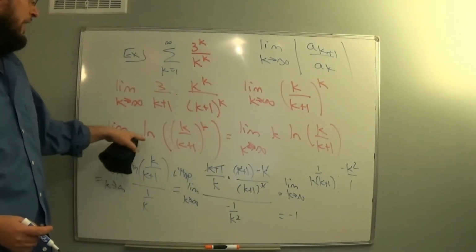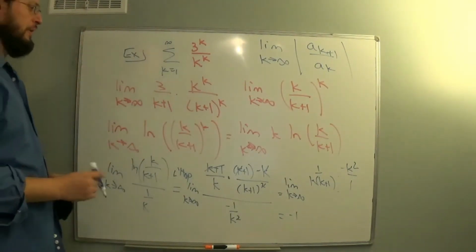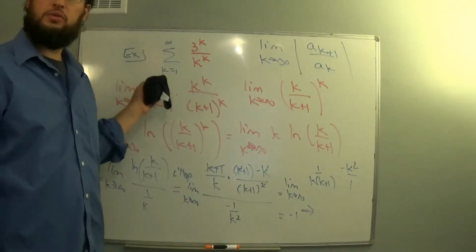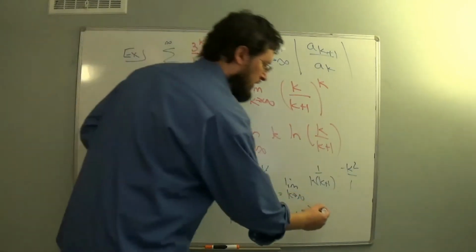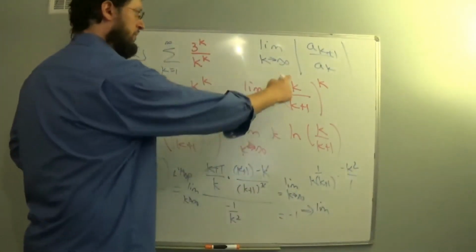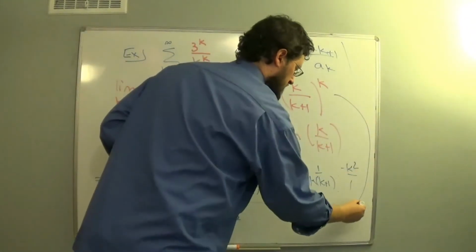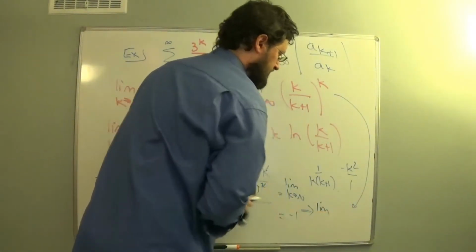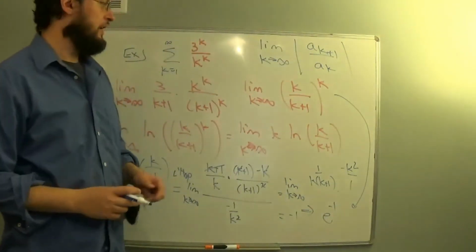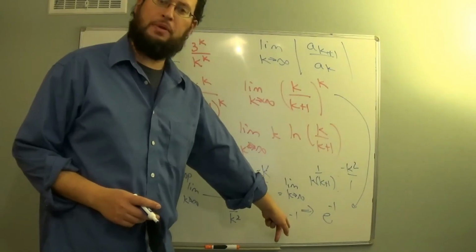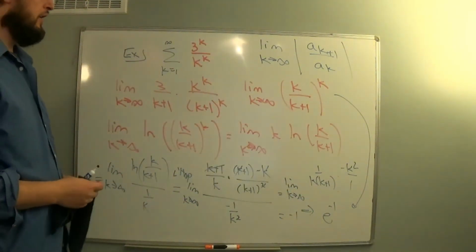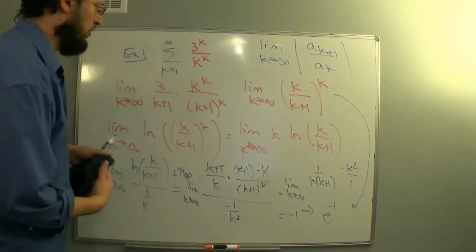Remember that we took a natural log at the beginning of our limit, and to undo the natural log, we use the inverse exponential. That tells me that the limit of the actual expression we were looking at is e to the negative 1. We take e to the limit to get our final value because we took the natural log and we have to undo that. So this limit is e to the negative 1.